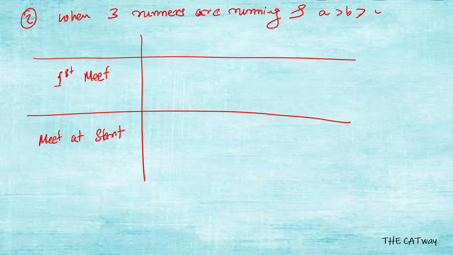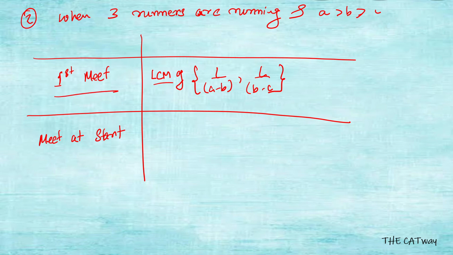For the first meet ever, the time taken will be LCM of L divided by A minus B and L divided by B minus C. This formula is applicable when they are running in the same direction. That is, LCM of the length of the track divided by A minus B, and the length of the track divided by B minus C, for the first meet. Now for the meet at the start, what we are going to do is LCM of L by A, L by B, L by C.